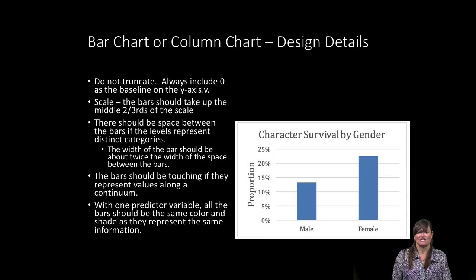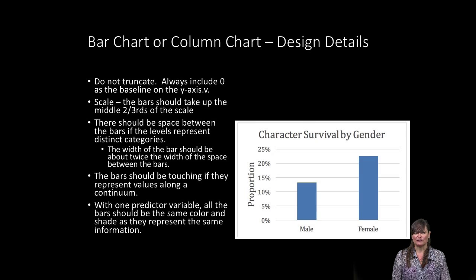When you're creating a bar chart or a column chart, you don't want to truncate. You always want to have 0 as your baseline. And as far as the scale, the bars should take up about the middle 2/3 of the scale of your outcome variable. There should be space between the bars if they represent distinct categories, if your predictor variable was distinct categories. And the width of the bar should be about twice the width of the space between the bars. If your predictor variable was continuous, then the bars should be touching as they represent values along a continuum.